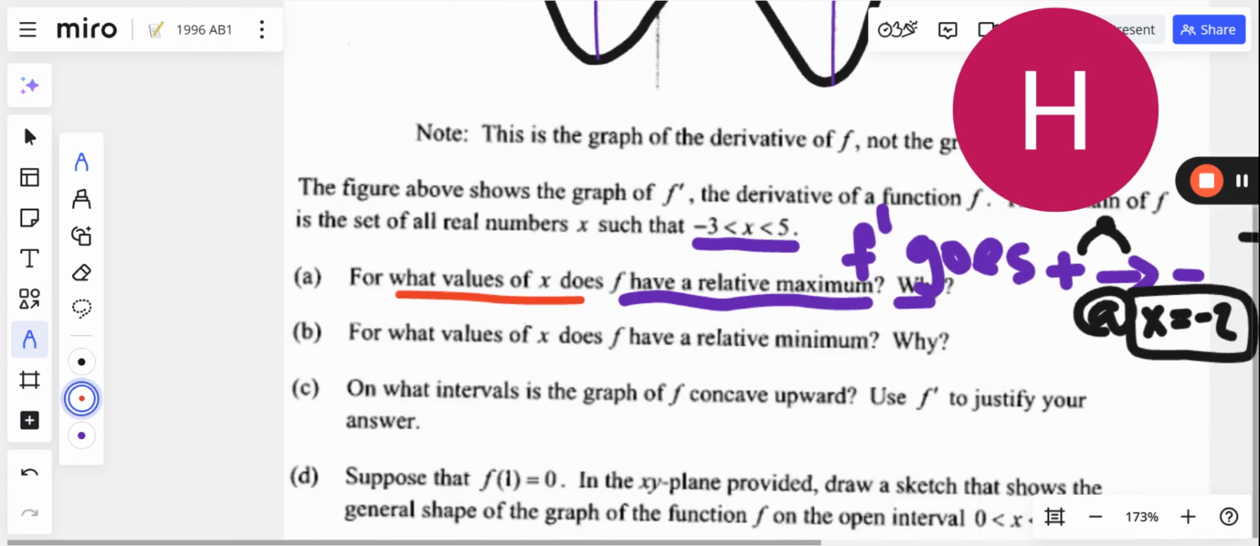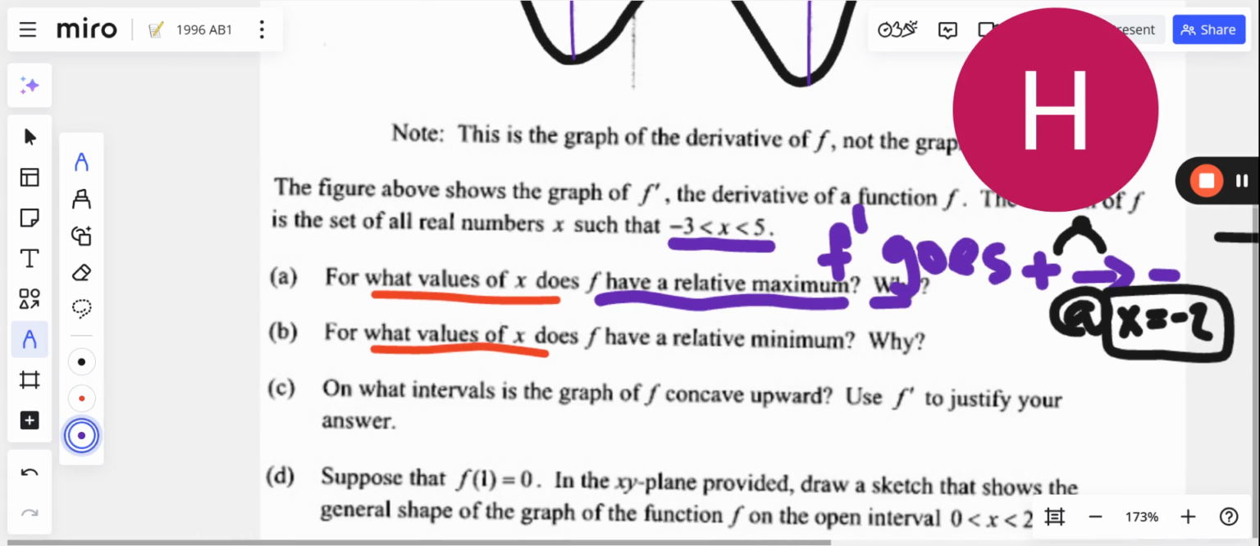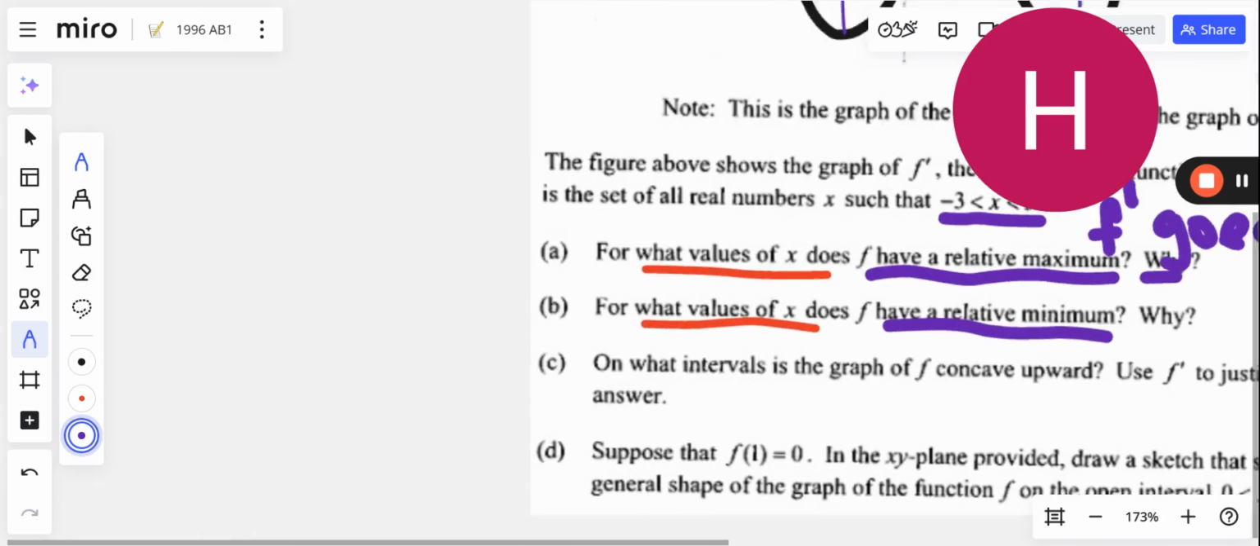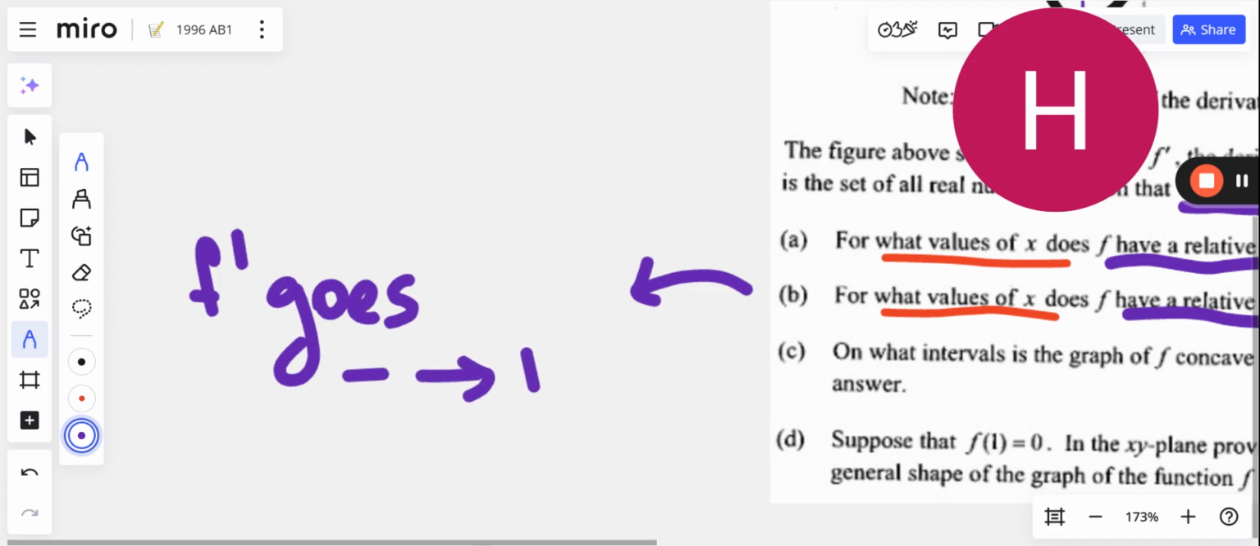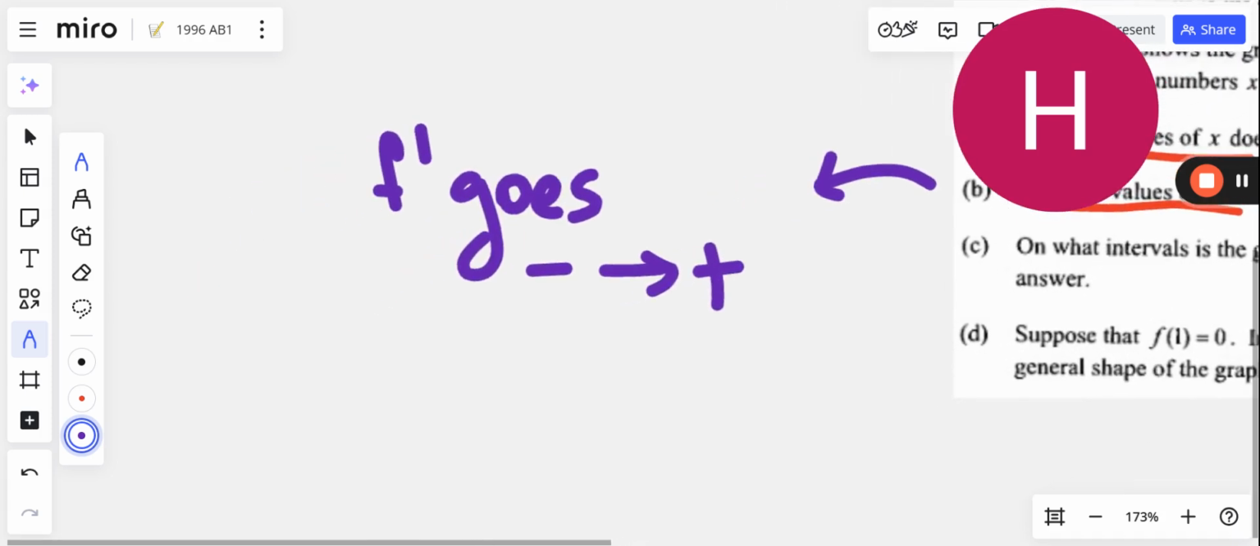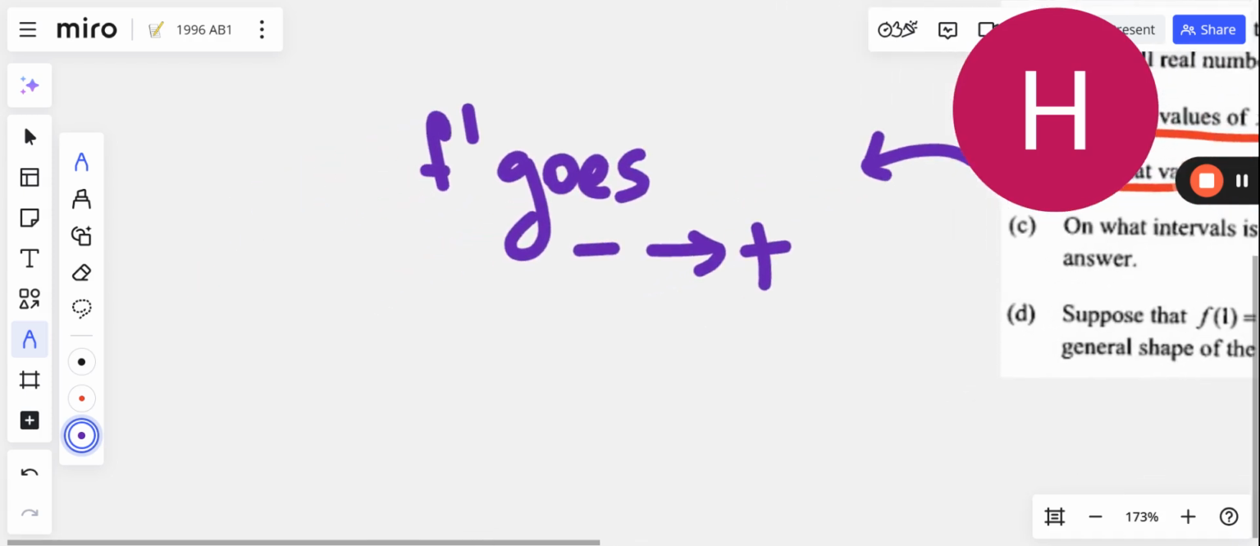Okay, part B. For what values of x, again, we're looking on the x-axis, does f have a relative minimum? Well, that's going to be a very similar thing, except we're drawing the bottom of a hill. And how do you draw the bottom of a hill? Well, we need the slope to go from negative to positive. And it is important that it goes from negative to positive, not just negative to 0.